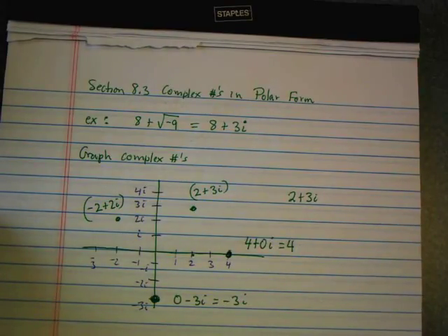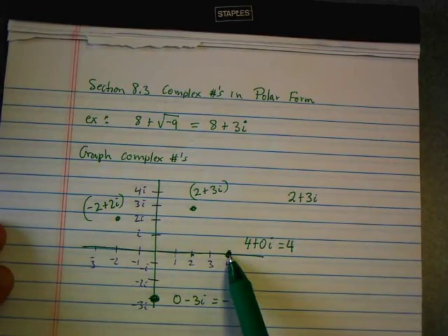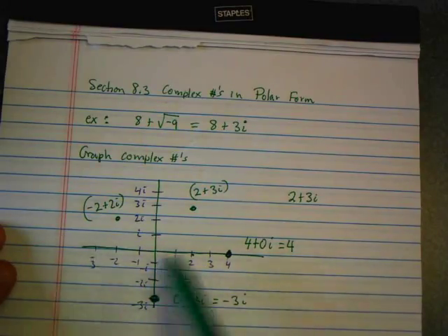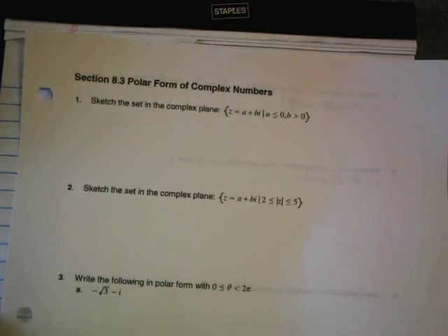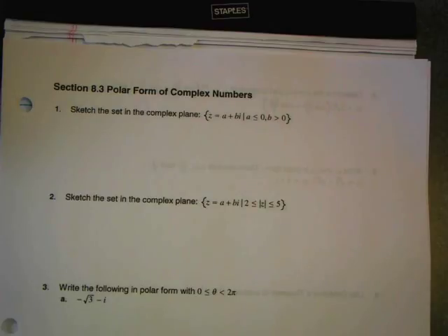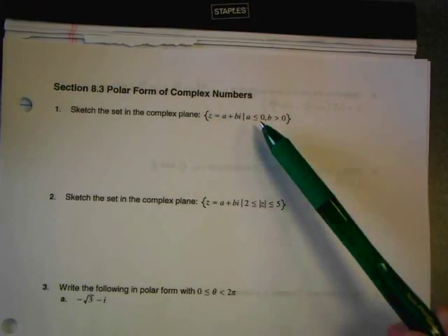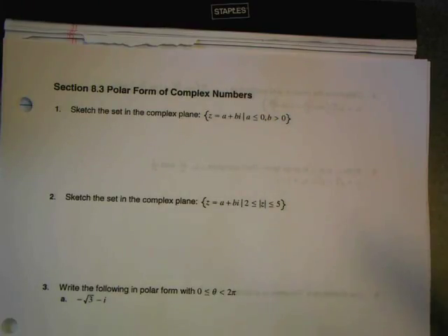So that's a little weird to have something 4 and put it on the x-axis, but that's the way it is. Think of the x-axis as just the real number line. So real numbers go here, imaginary numbers go up in here. All right, so the first problem we're going to be asked to do: sketch the set in the complex plane, where z is any complex number a plus bi, where a is less than or equal to 0 and b is bigger than 0.